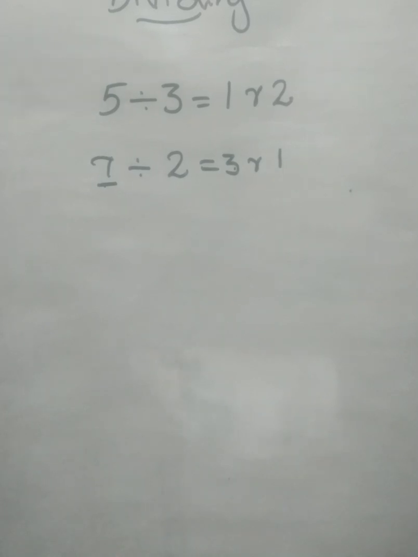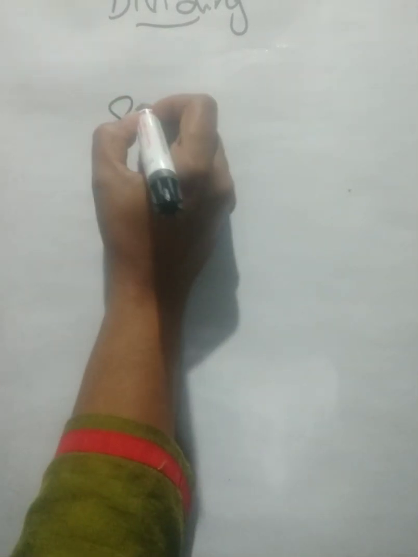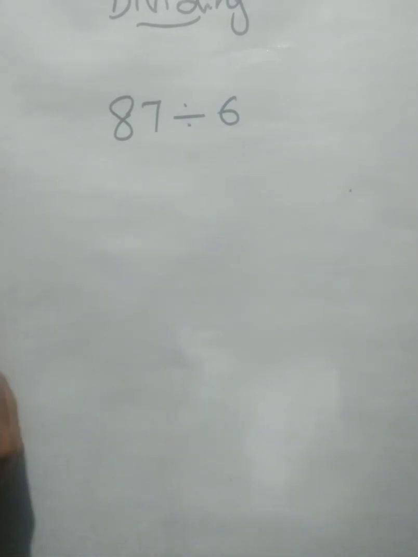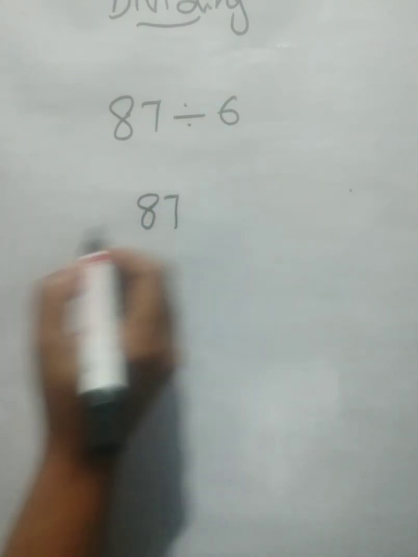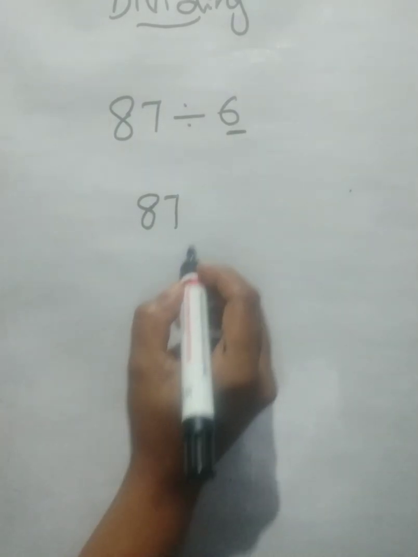Okay. Now we can study division of 2 digits by 1 digit. First example, 87 divided by 6. Here, 87, we have to divide by 6.